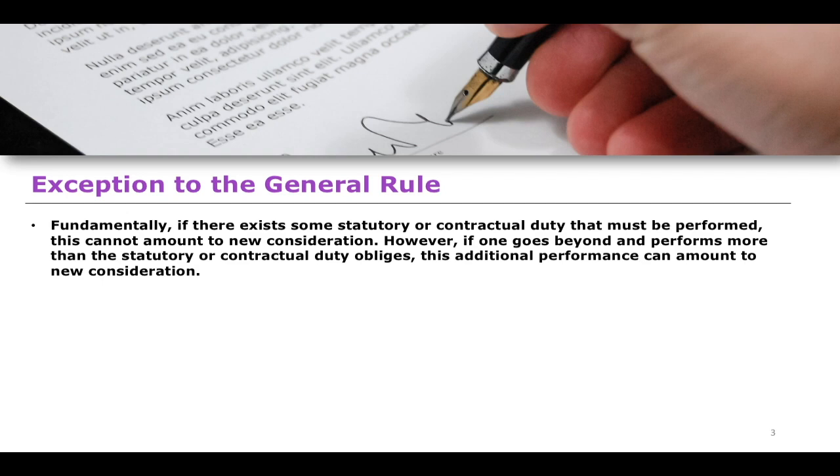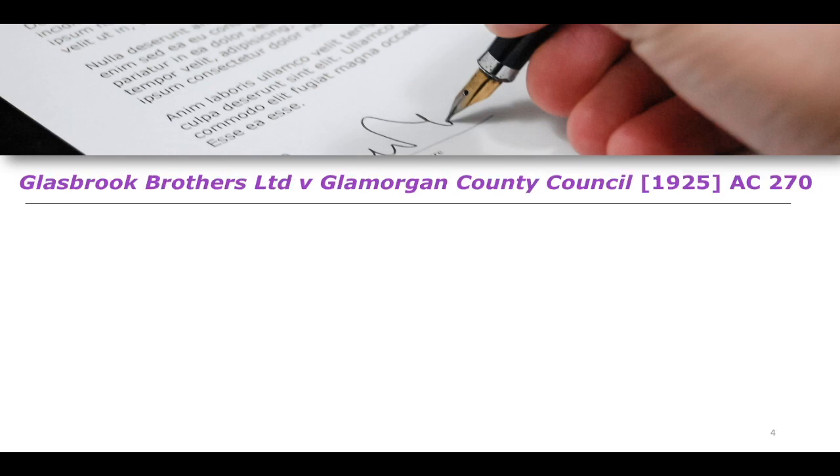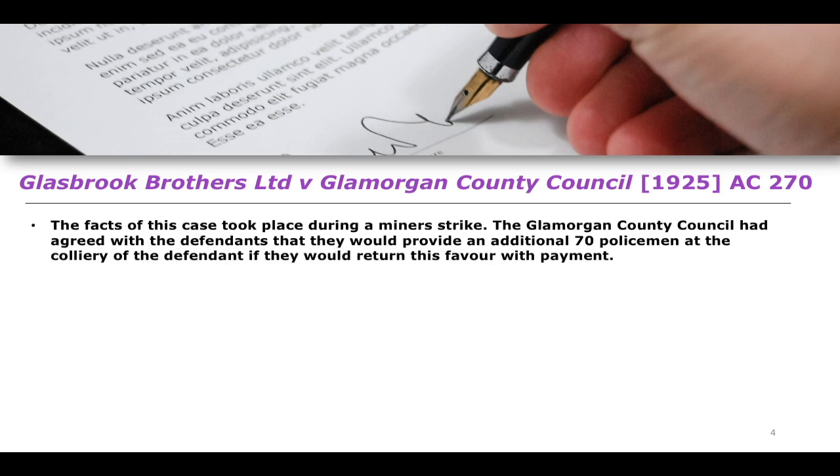However, if one goes beyond and performs more than this statutory or contractual duty obliges them to do, this additional performance can amount to a new form of consideration. And there are 2 cases that illustrate this point very nicely: exceeding of statutory duties on the one hand, and exceeding of contractual duties on the other. The first here talks about the exceeding of a statutory duty, the 1925 case of Glassbrook Brothers Limited versus Glamorgan County Council. The facts of this case take place during a miners' strike.